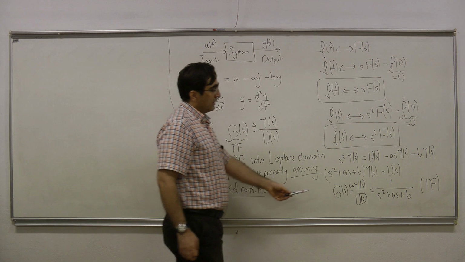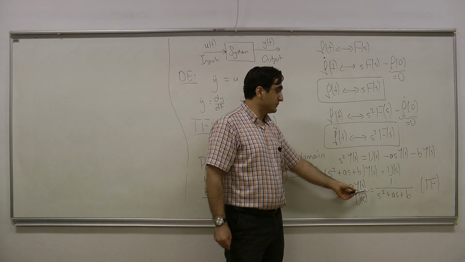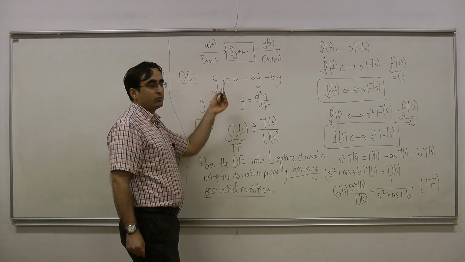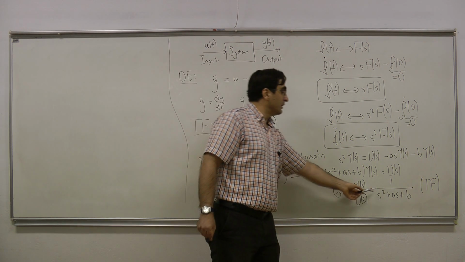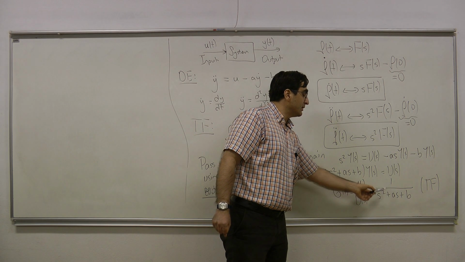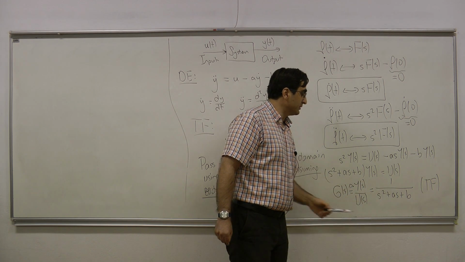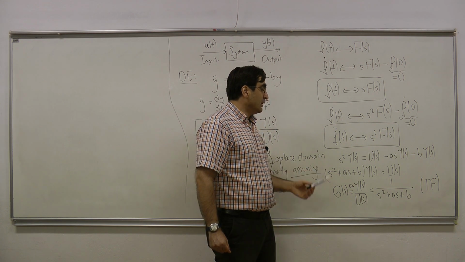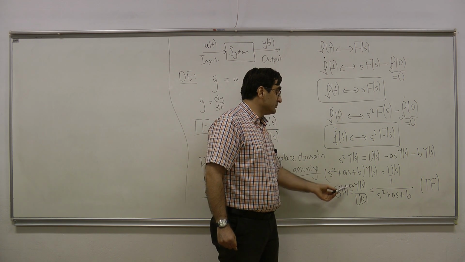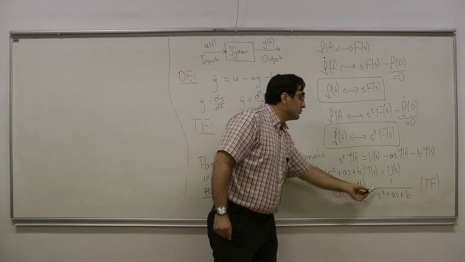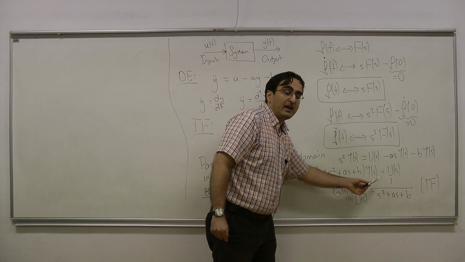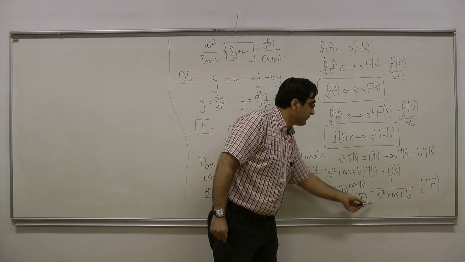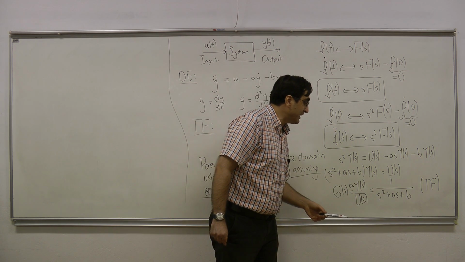Look at the transfer function representation of the system. The highest order derivative in the differential equation appears here as the s squared in the denominator. So the order of a system can be found from the transfer function by looking at the highest power of s in that transfer function. Here the highest power of s is s squared in the denominator.